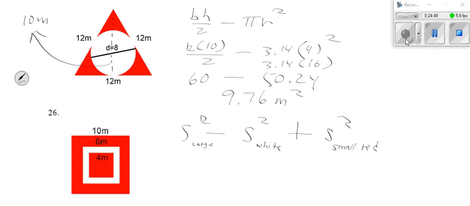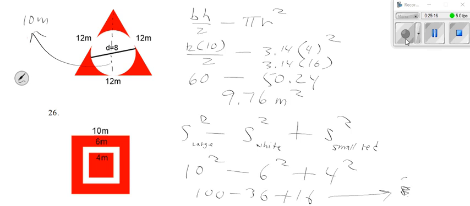So the large red square was a 10 squared. Take away, what are the dimensions of the white square? 6 squared plus, what's the dimensions of the red square, Cohen? 4 squared. So we have 100, take away 36, plus 16. When I work that out, I'm really only subtracting 20, which means your total surface area, your area will equal 80 square meters. 100 take away 36 plus 16 is 80. So for 26, your answer is 80 meters squared.